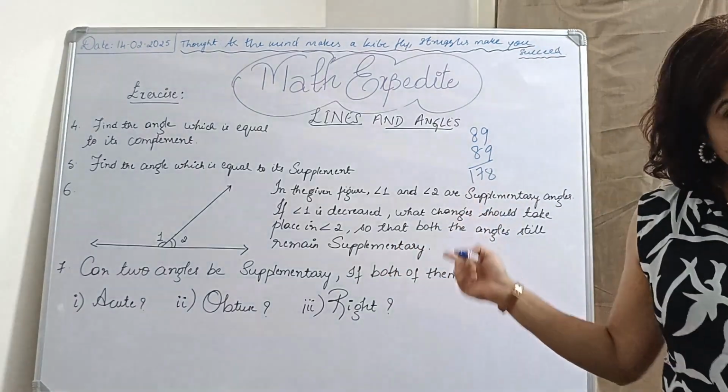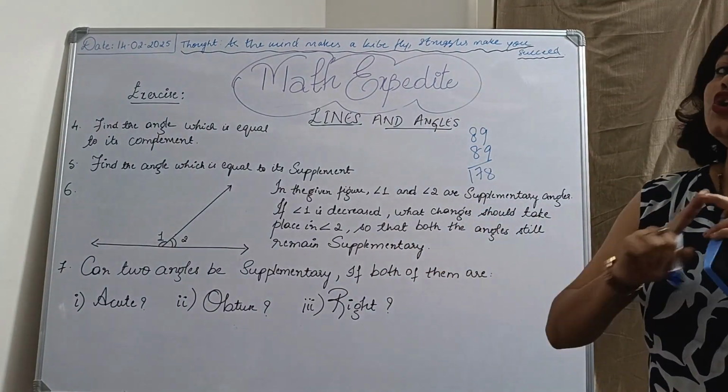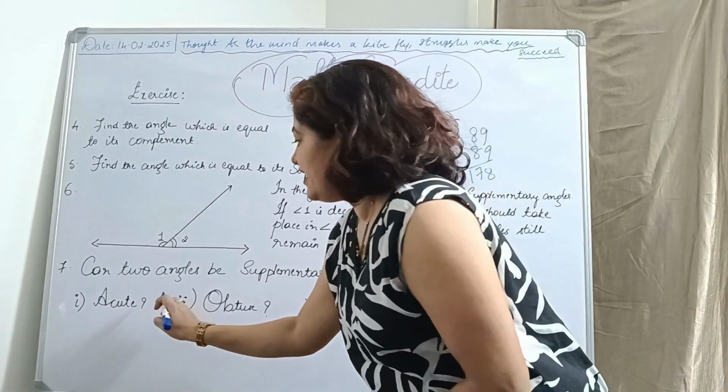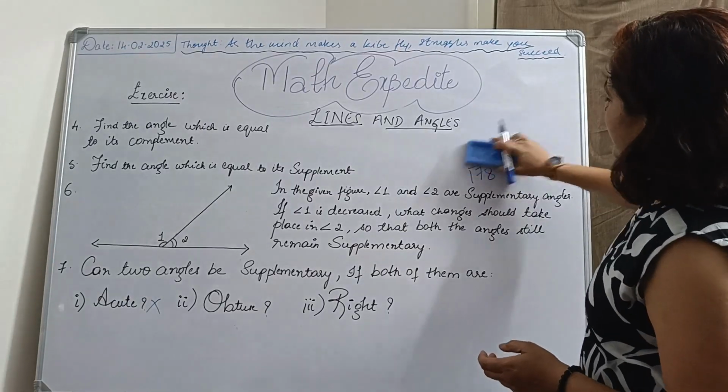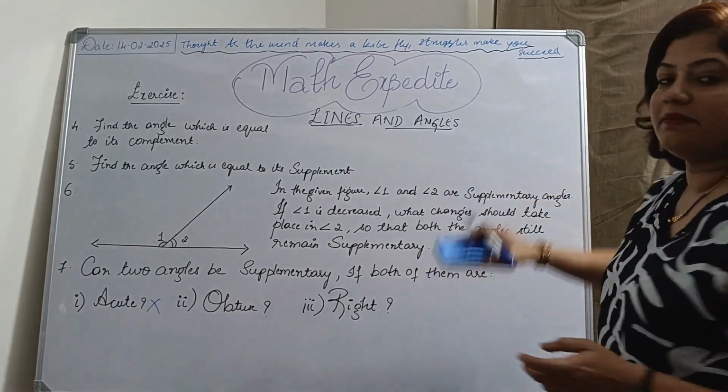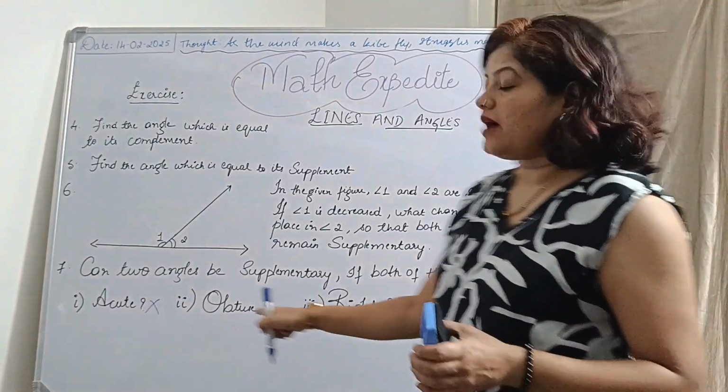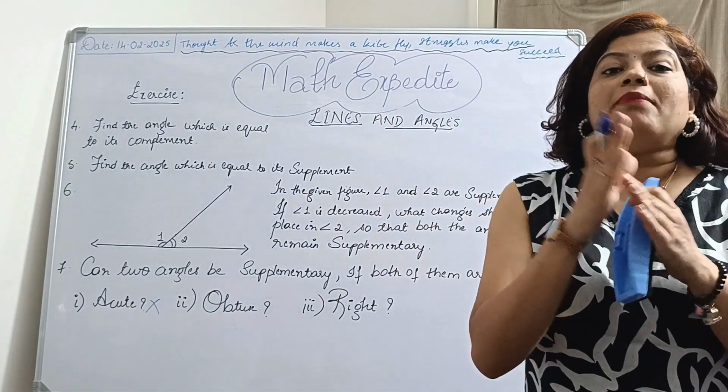178. Is it supplementary? No. So it cannot be acute. That is, two angles cannot be acute to form supplementary angles. Now coming to obtuse. Obtuse, above 90 degrees.